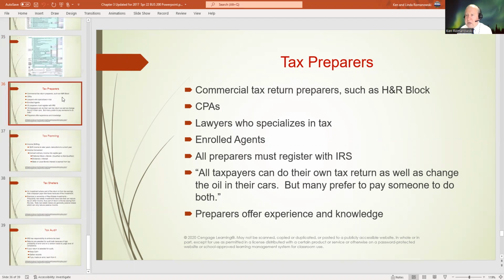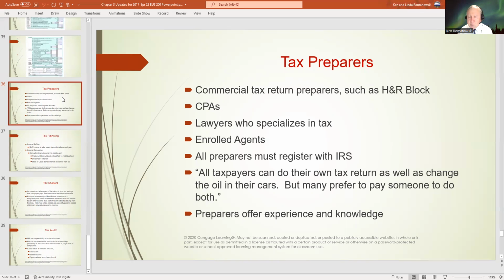There is also something called an enrolled agent. An enrolled agent is somebody who has completed a special test with the IRS, and you may see the letters EA after their name. These are people who are allowed to represent you if they do your taxes and you are audited by the IRS. These are people who are allowed to speak on your behalf. These are called enrolled agents, the EA. So you've got H&R Block, CPAs, lawyers, and EAs, enrolled agents.